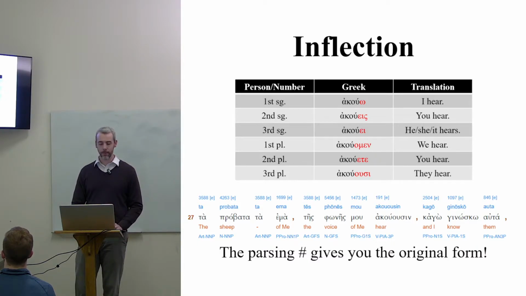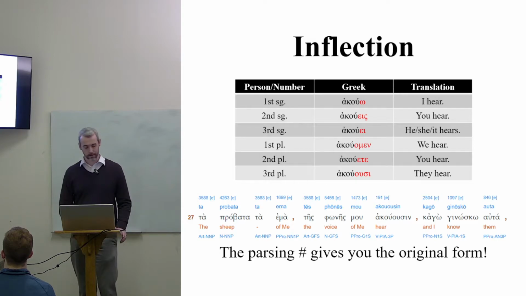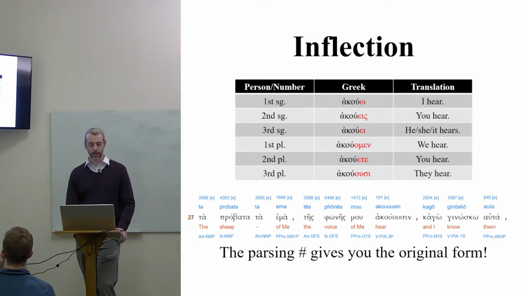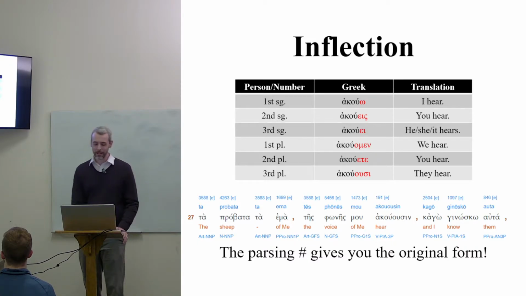This is a more emphatic form. That's why they put in the interlinear "of me, the sheep of me, my sheep." Tis phonis mu, the voice of me, akousin. Don't pay attention to this genitive over here. It's kind of like The Wizard of Oz: just ignore that person behind the curtain right now, because you don't need to know why this is not normal for a genitive. But what I'm pointing to here is akousin.